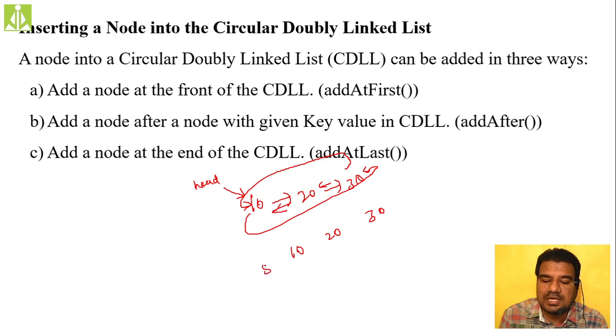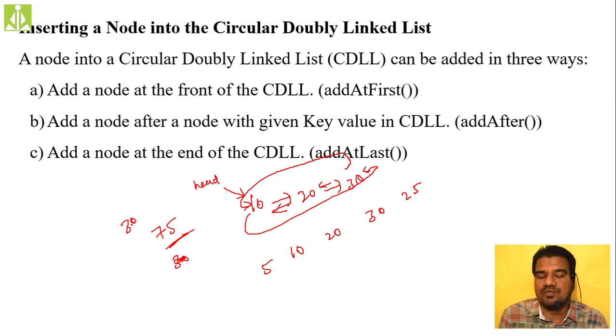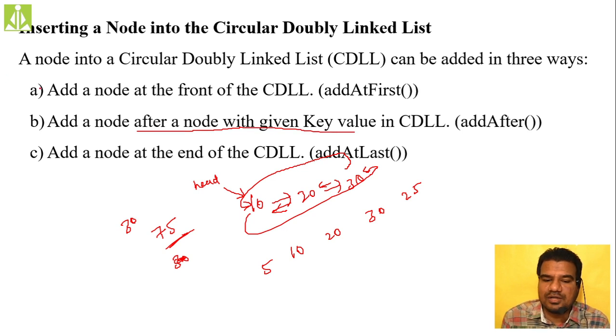So add before means here you have to add. Add end means here you have to add. Add after a given key value is like this. If you have the list and I say add a node, let us say 75, you add it after 30, or before 30, like this you can. Generally we do after; before is homework. So that is add a node after a node with the given key value in CDLL, circular doubly linked list.